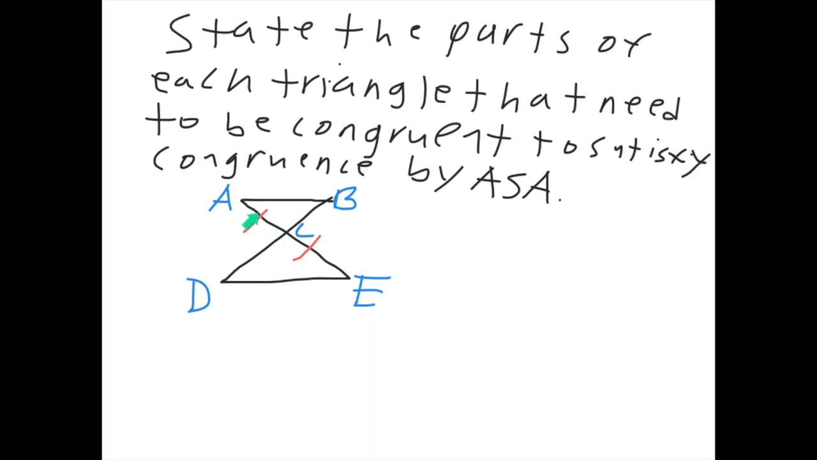And over here, we know this angle and this side, the other angle that this side is touching is angle A. So, for this to be true, angle A has to be congruent to angle E. And if that was true, then these two triangles would be congruent because of ASA.